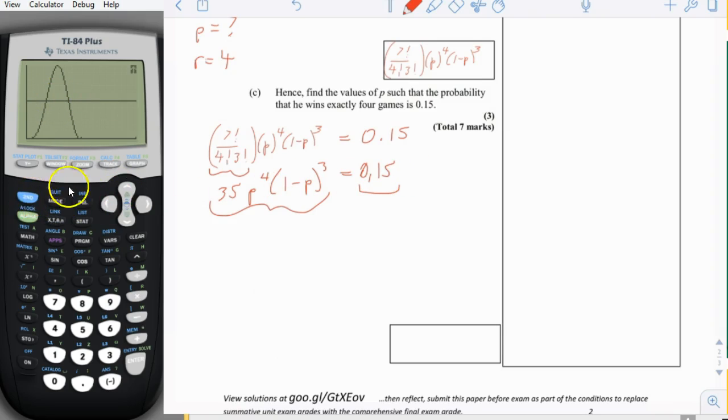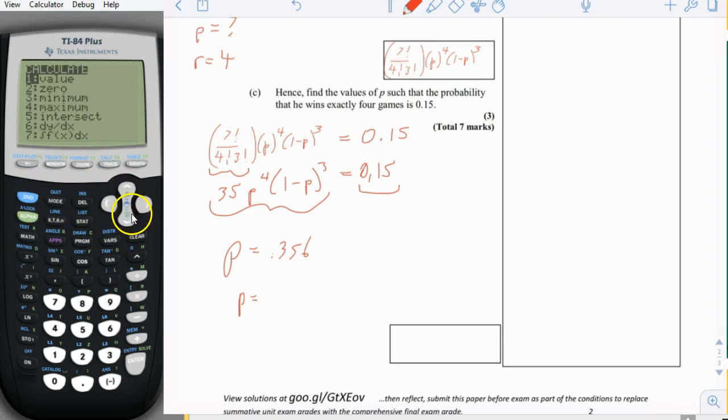So we're going to do second calc intersect, first curve, second curve, and then the first guess we're going to put close to this intersection here, and it gives us 0.356. So one of the solutions is 0.356. Another solution is this solution here. Let's try to find that one.